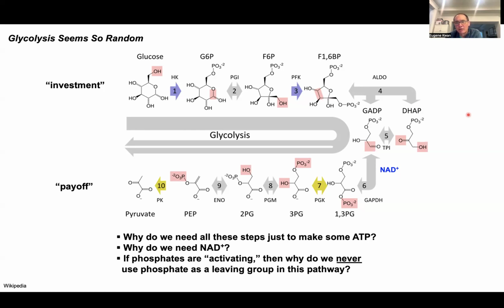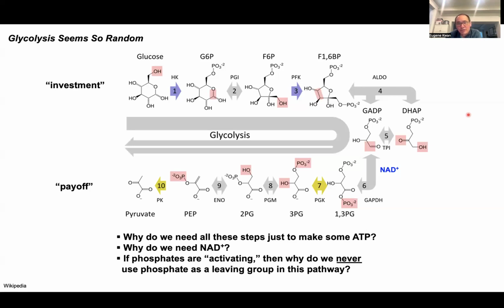Now, if you know a little bit more about glycolysis, you might know that it also involves NAD+, and that's actually used as an oxidant. But why do we need an oxidant in this reaction, and how does that help us make ATP?